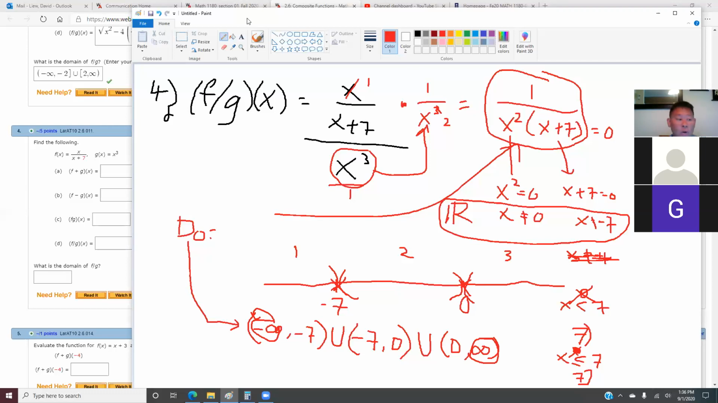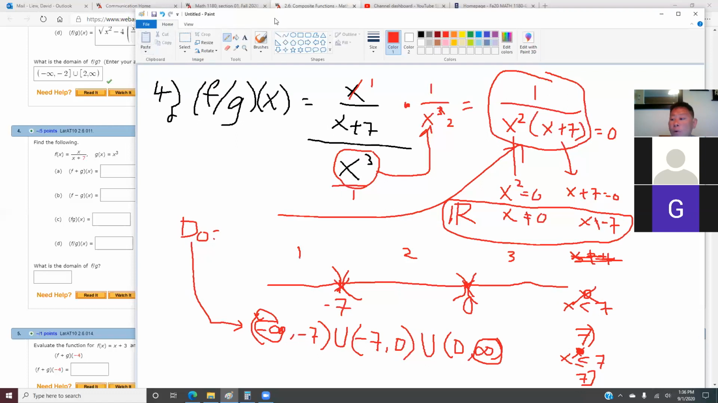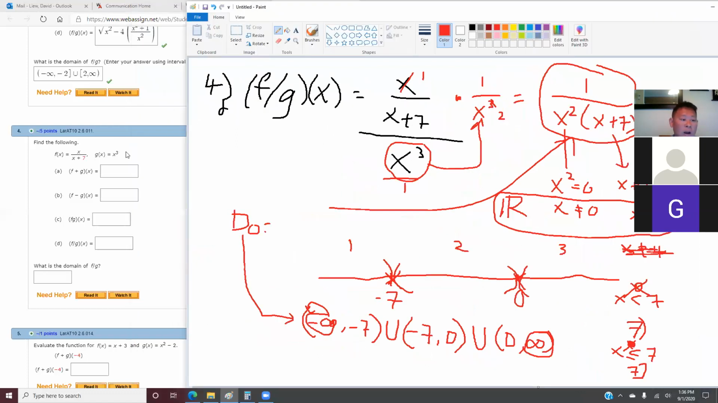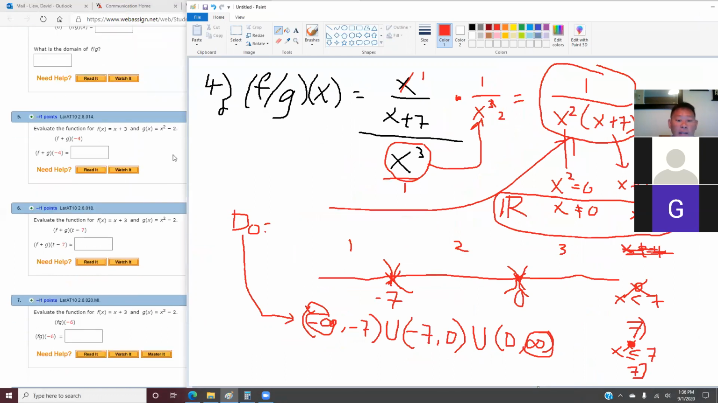All right, anyone have any questions beside number 4 on 2.6? Talk about 2.6 first. Anyone have any questions for me on 2.6? It's time for you to ask me.